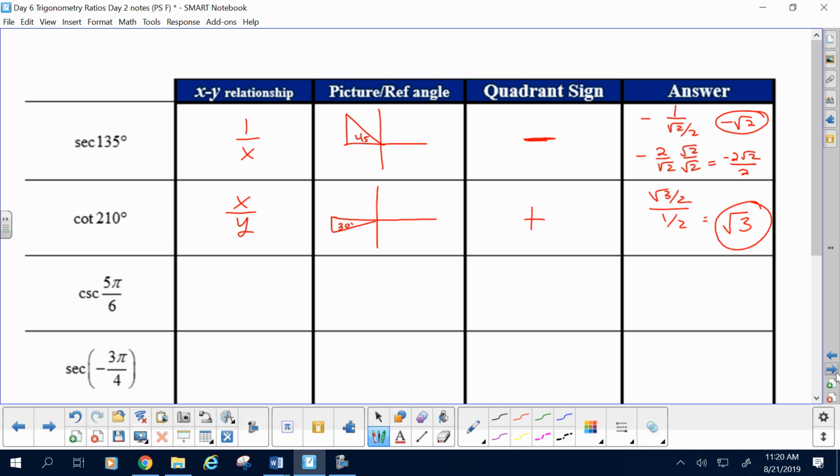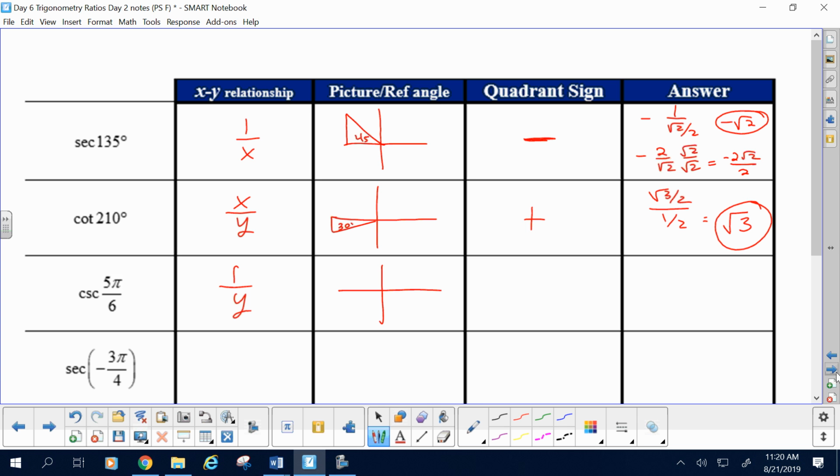Cosecant of 5 pi over 6. Pi over 6 is what kind of reference angle? 30 degrees. Oops, I jumped ahead, sorry. Cosecant is the reciprocal of which function? Sine, all right. And sine is what variable, x or y? Y. All right, so sine is y over 1. So cosecant is 1 over y.